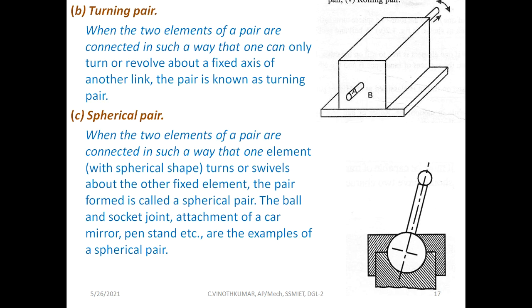Next, turning pair. When the two elements of a pair are connected in such a way that one can only turn or revolve about a fixed axis of another link, the pair is known as a turning pair. Spherical pair, next one. When the two elements of a pair are connected in such a way that one element turns or swivels about the other fixed element, the pair formed is called a spherical pair. The ball and socket joint, attachment of a car mirror, pen stand, etc. are examples of a spherical pair.